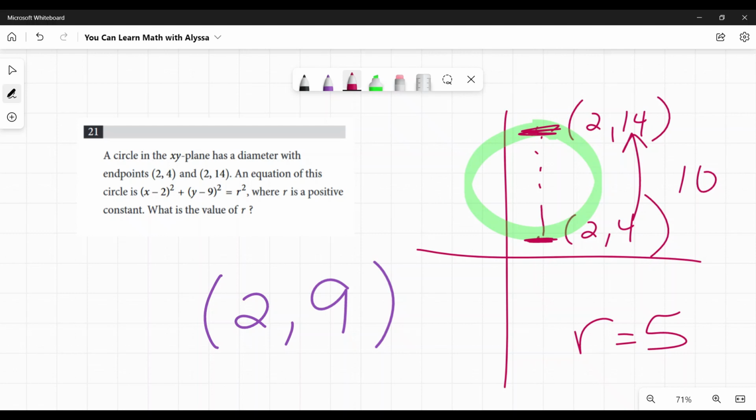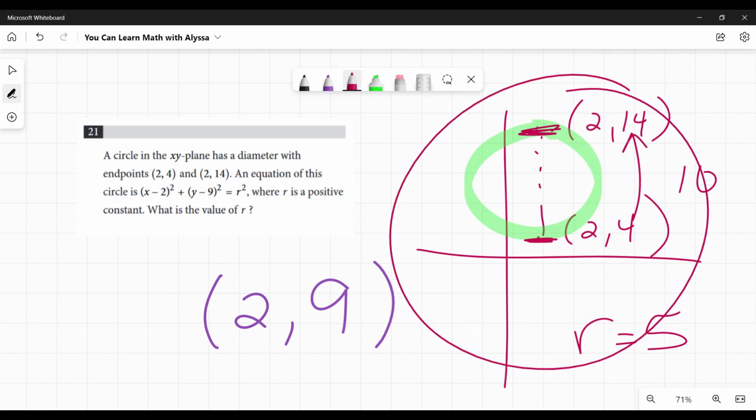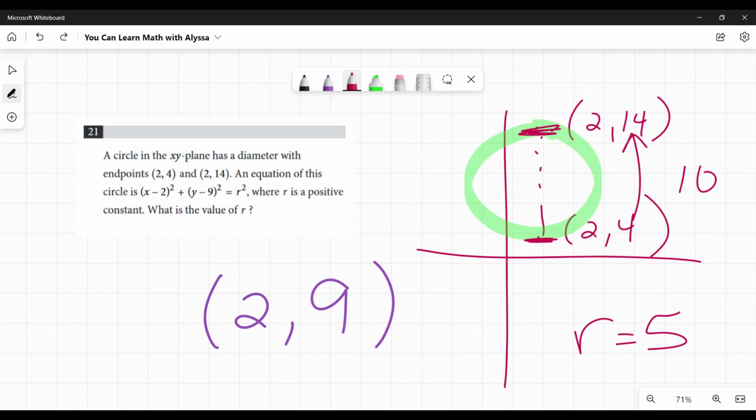The other way you can look at this is say, okay, knowing the equation of the circle here, I know that the center is at 2, 9. What is the distance from that center to either of these points? And that would give me the radius. That works too. But honestly, I think that's the easiest way. Those 2 points are 10 apart. That's the diameter. Radius is half the diameter, so it's 5. R is 5.